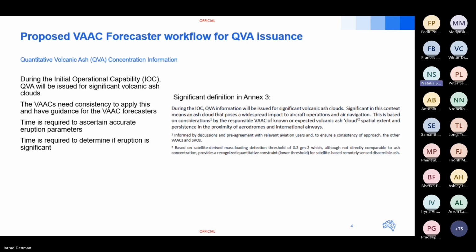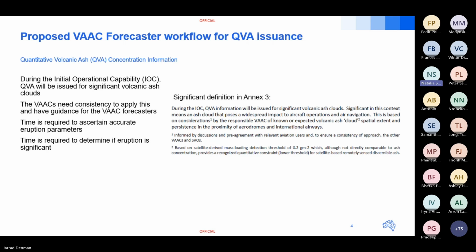Persistence in the proximity of aerodromes and international airways. So there's the definition. But as a group of 9 VACs, we're looking at a consistent way of applying this between all of our forecasters. So making sure we have enough guidance for the forecasting teams to actually apply this consistently, because there's over 100 VAC forecasters combined within each of the areas, each of the VACs. So we need to make sure they're all doing it in a similar way.